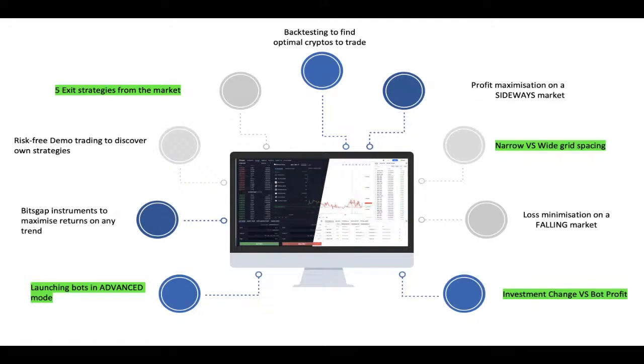And yeah, we will go through Bitsgap instruments like the trading up feature, stop loss, take profit, exit strategies that allow you to maximize your returns and to minimize your losses in case of a falling market. And most importantly, we will talk about backtesting, how you can use it to find optimal cryptocurrencies to trade based on your risk appetite.